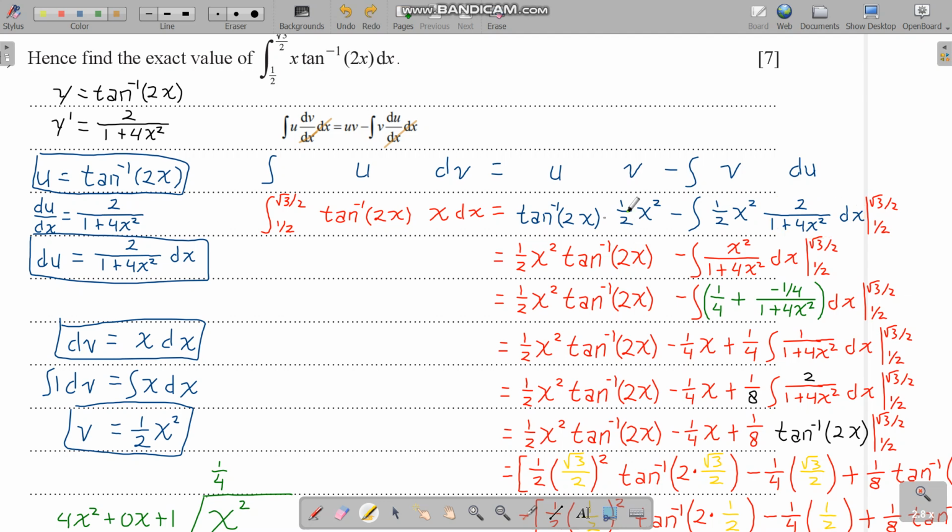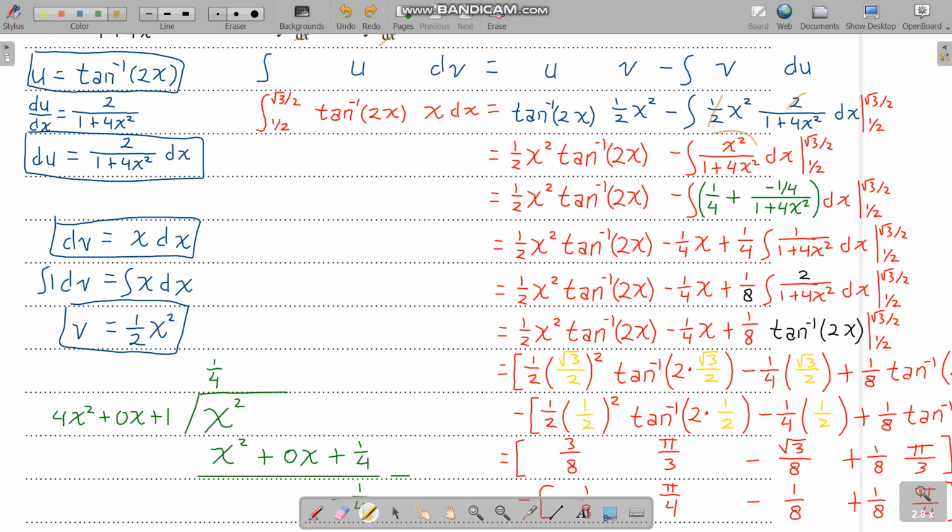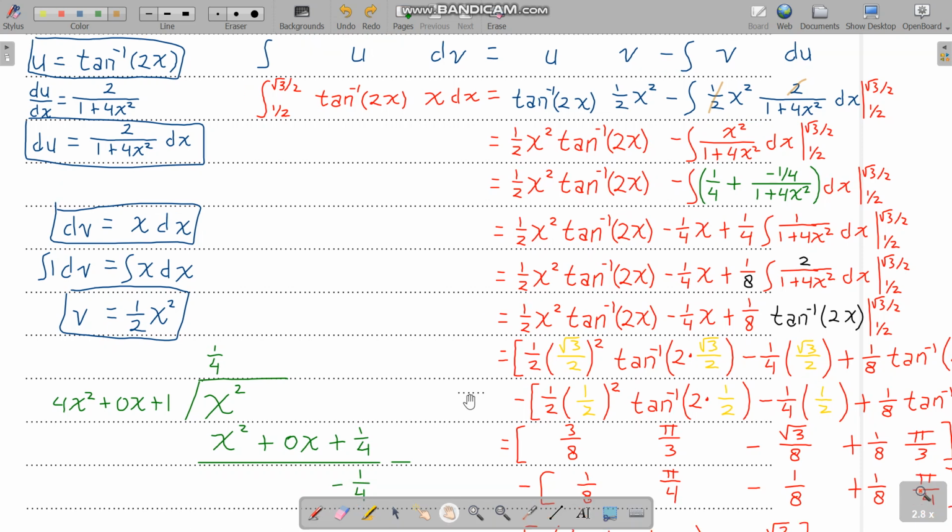So simplify a little here: 1/2 x squared inverse tangent 2x minus, you can cancel out 1/2 times 2, so we have x squared over 1 plus 4x squared. Now we cannot integrate this directly, so this is an improper algebraic fraction, and you can just use polynomial long division.